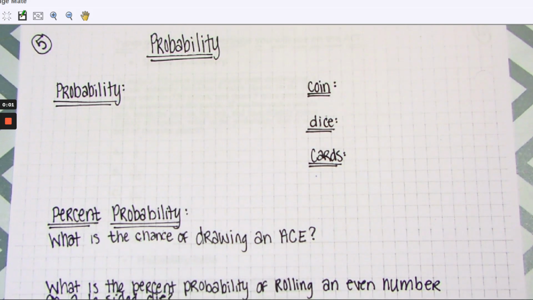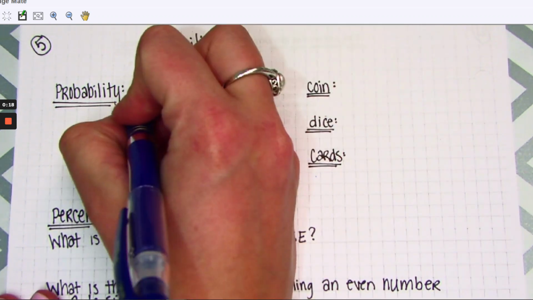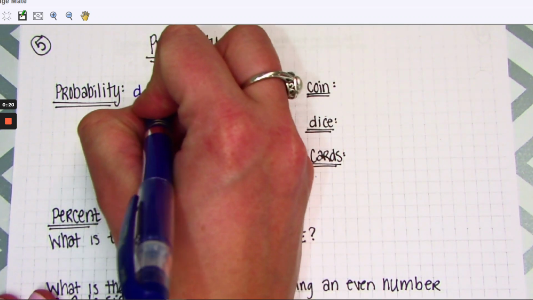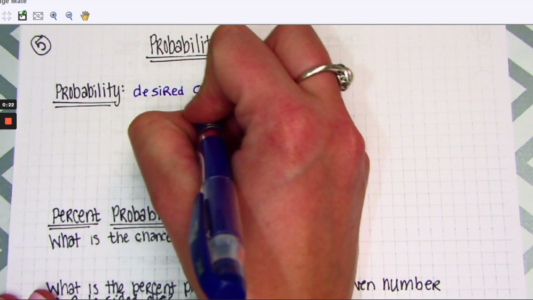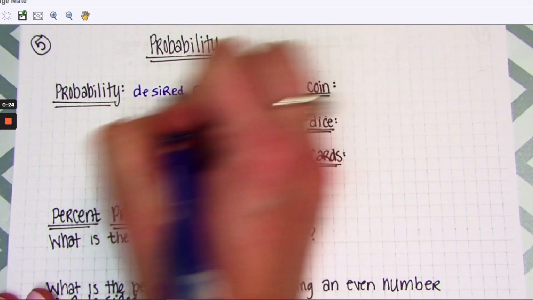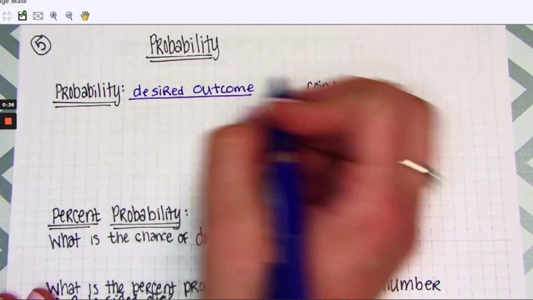So to calculate probability, it's all about fractions. The thing about probability is you have to work in terms of fractions. The correct fraction for probability when solving it is the desired outcome, so like what you want, over all possible outcomes.